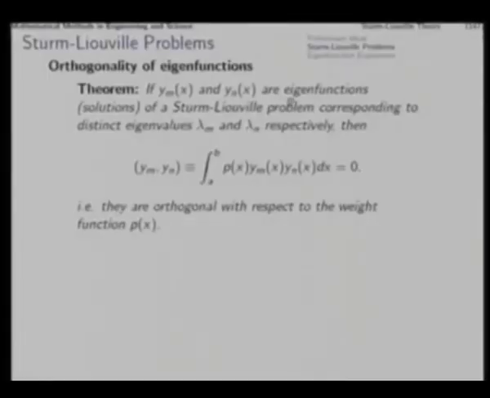This says that if ym and yn are two eigenfunctions of a Sturm-Liouville problem corresponding to distinct eigenvalues, then these two are orthogonal to each other with respect to the weight function p(x) appearing in the Sturm-Liouville problem.